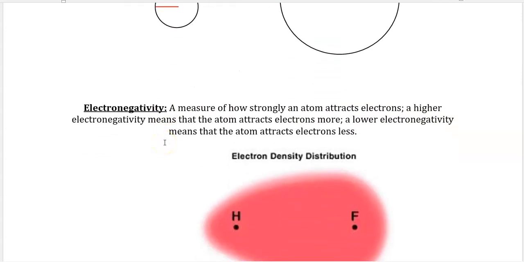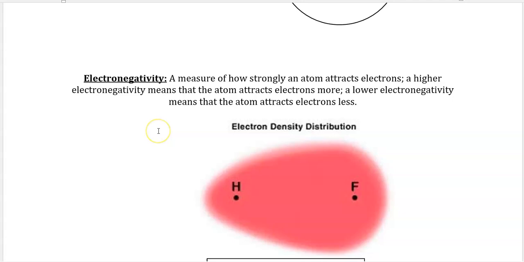Electronegativity is a measure of how strongly an atom attracts electrons. A higher electronegativity means that the atom attracts electrons more. A lower electronegativity means that the atom attracts electrons less.